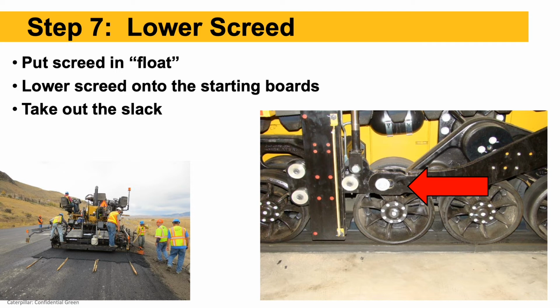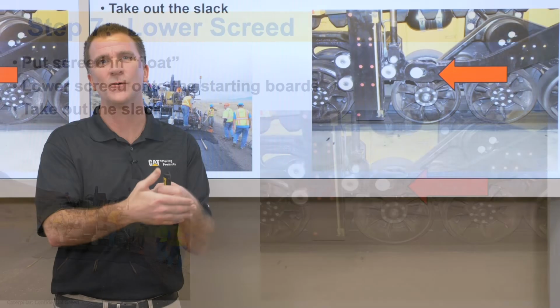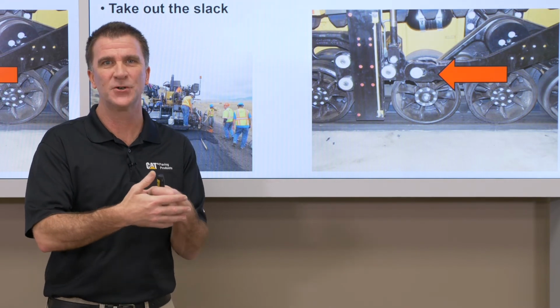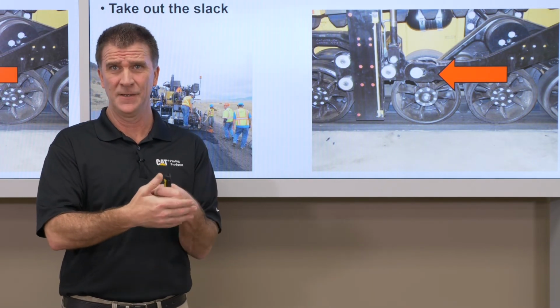And then on the right-hand picture there, this is very key, is we want to take out the slack. So you'll see where the arrow is pointing in that right-hand picture. That's the pin, or the toe point, that pulls the screed there. There's about 1.5 inch or 2 inch slot there. And we want to inch that paver forward and take out the slack so that pin is tight up against the face of that slotted connection. That way when we take off, we won't get any jerky motion or anything like that when we take off.